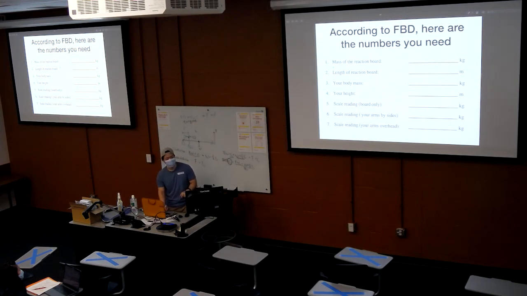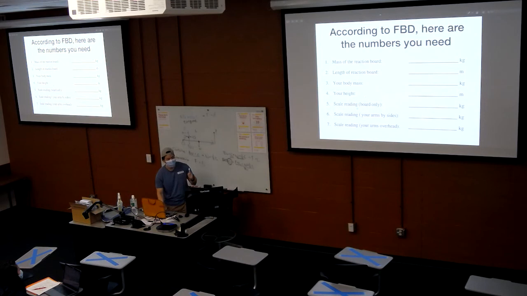You need the mass of the board, so you can put it here, W. And also you need the length of the board, which is L in our free body diagram. We're going to measure the length and the mass of the board later. And you need your body mass and your height. If you don't know your body mass or height, we can record them later if you need it.